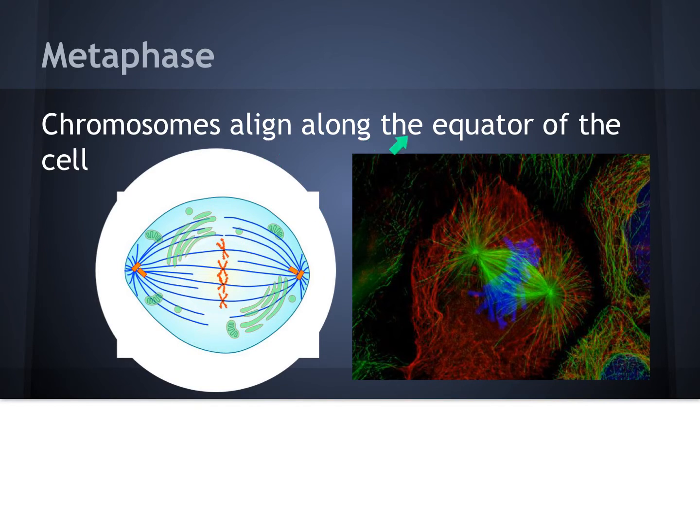So it's going to meet up at the equator or the middle of the cell, nice and lined up like that. So actually this is another one of those dyed fluorescent cells, and you can actually see all the little chromosomes right in the middle here. And then these bright green things are the spindle fibers attached to the centrioles.